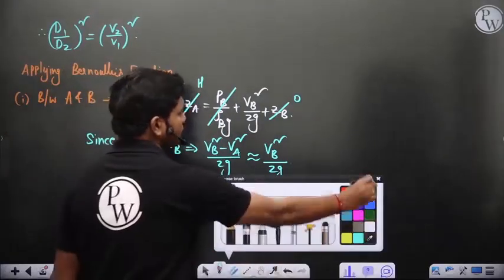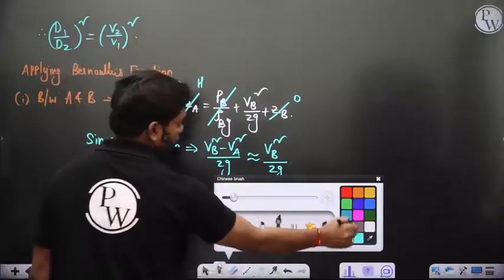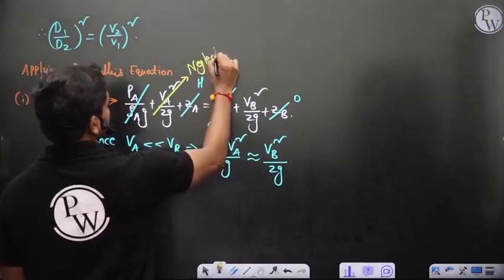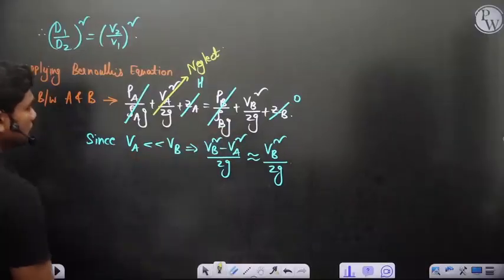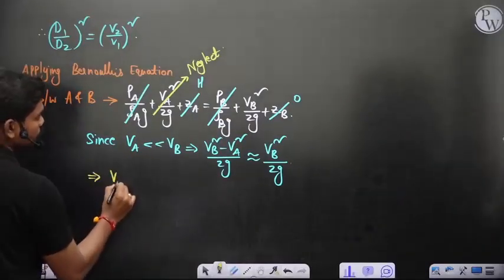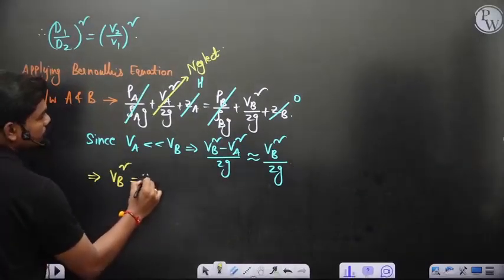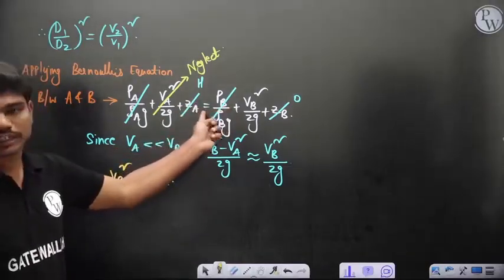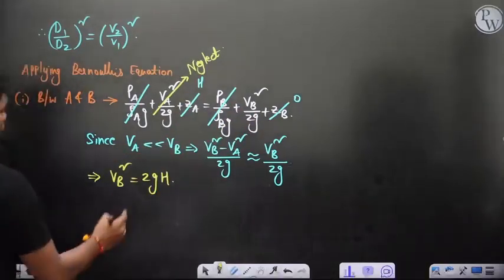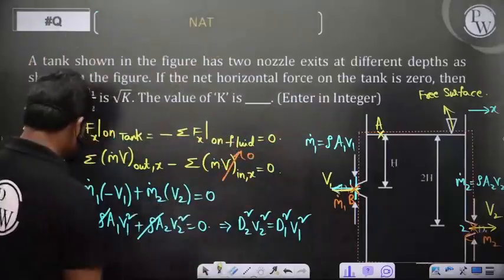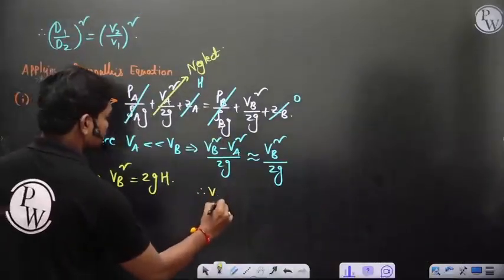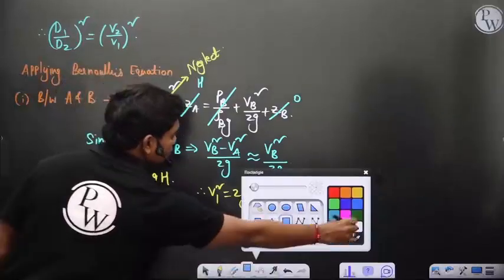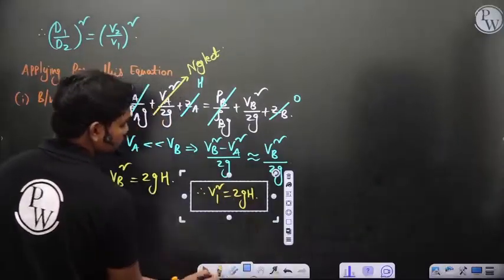So what we can do, we can neglect this term, as compared to this. So this will give us the VB value: VB square is equal to 2GH. That's it. From this equation VB square is equal to 2GH, as all other terms are cancelled. So what is VB actually? VB is nothing but V1. Therefore V1 square is equal to 2GH, of course.